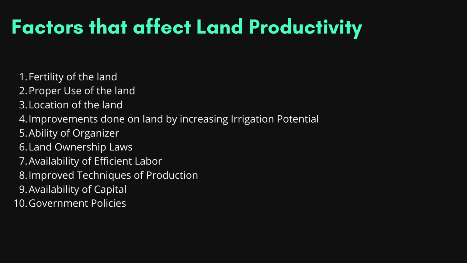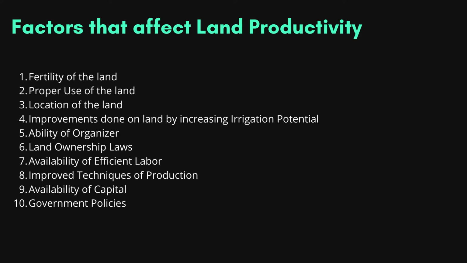So the third one is the location of land. The location of land affects its productivity to a very great extent. For example, the location of land near a market or a bus station will result in economy of transportation charges, and overall productivity from this point of view will naturally be higher. Similarly, for better agricultural productivity, its location near water resources is desirable.